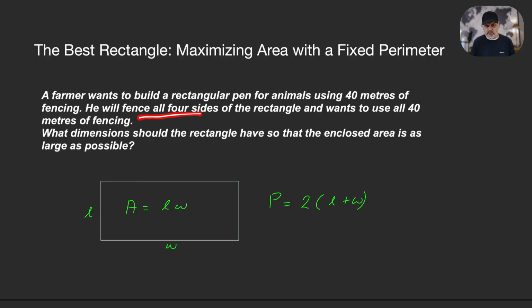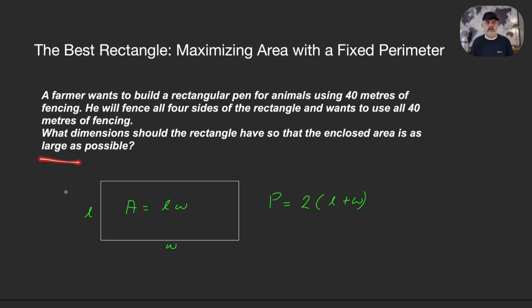It says he will fence 4 sides of the rectangle and wants to use all of that fencing material. So the fixed perimeter is right here. And the challenge here is, what are the dimensions, the length and width of that rectangle, so that the enclosed area is as large as possible? So you're optimizing, making the biggest possible area by tweaking the dimensions with what you have for the fencing perimeter.